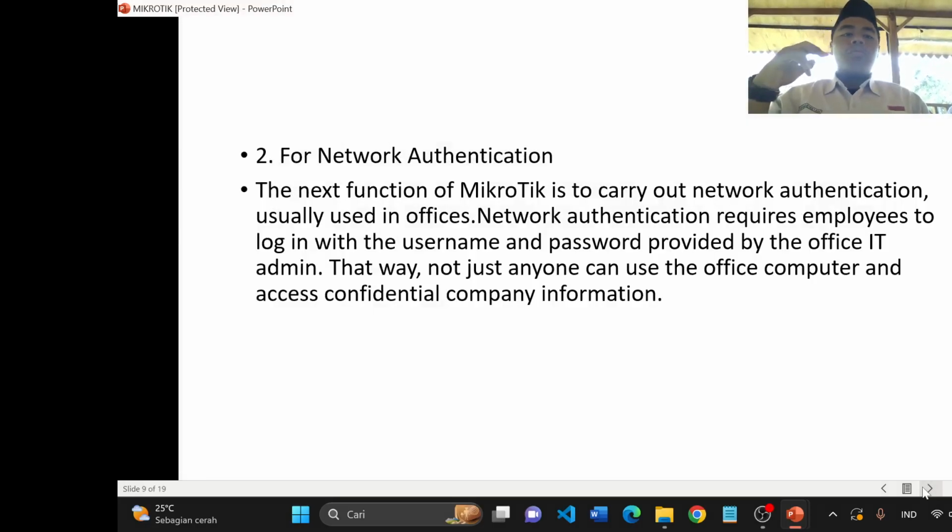Two, network authentication. The next function of Mikrotik is to carry out network authentication, usually used in offices. Network authentication requires employees to log in with the username and password provided by the office IT admin. That's why not just anyone can use the office computer and access confidential company information.